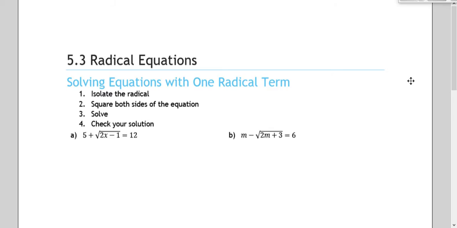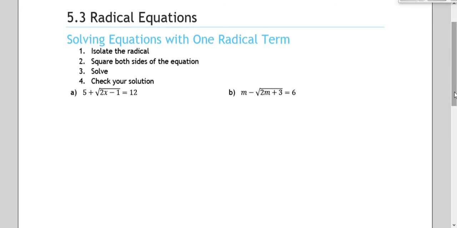Okay, so we are on to 5.3, just radical equations. We are going to do solving equations with just one radical term, and you will always follow these 4 steps. You are going to isolate the radical, square both sides of the equation, solve, and then check your solution, because sometimes you can have an extraneous solution.